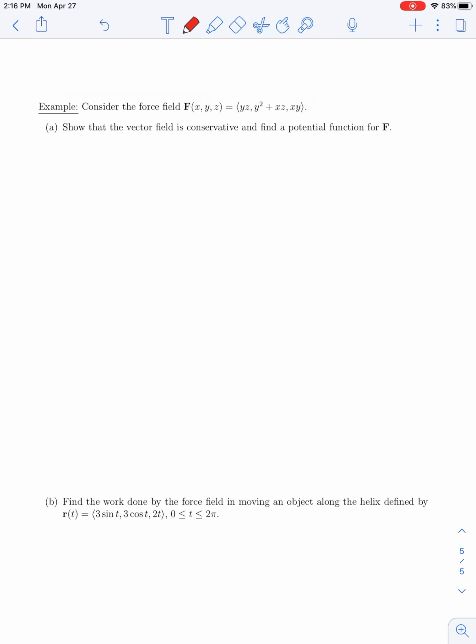So in our last example here, we've got a similar problem. We are considering a force field, so a vector field in 3 dimensions, representing the force acting on an object at a point x, y, z in space. And in part A of this example, we are asked to show that that field is conservative and find a potential function for that field. So as soon as we see that it is a 3-dimensional field, we know that we have to make use of the curl criterion to show that it is conservative.